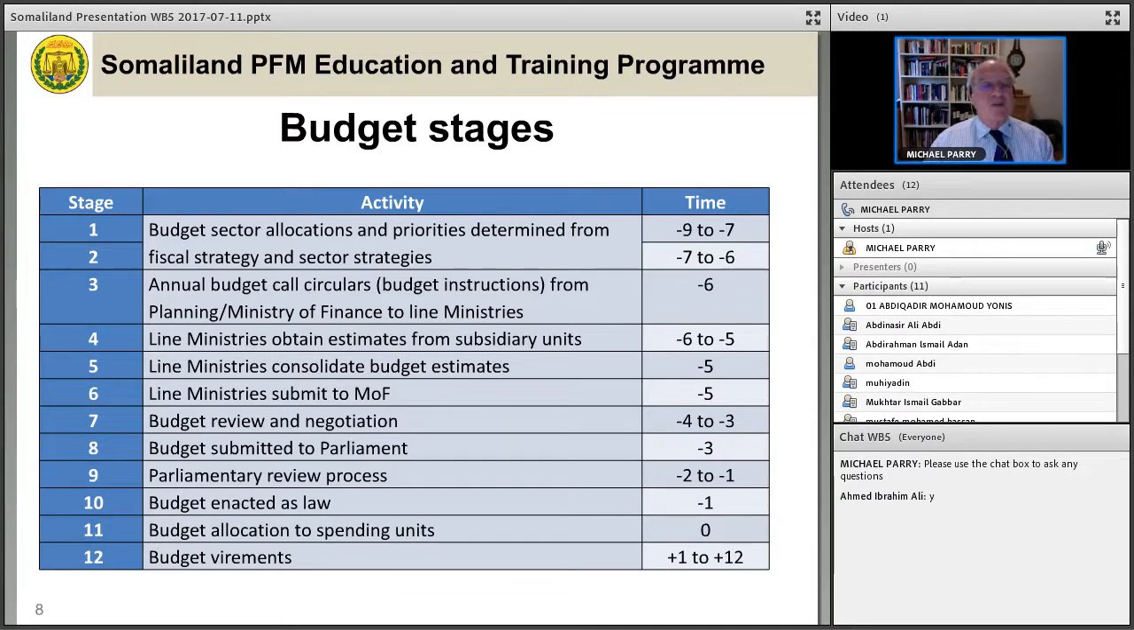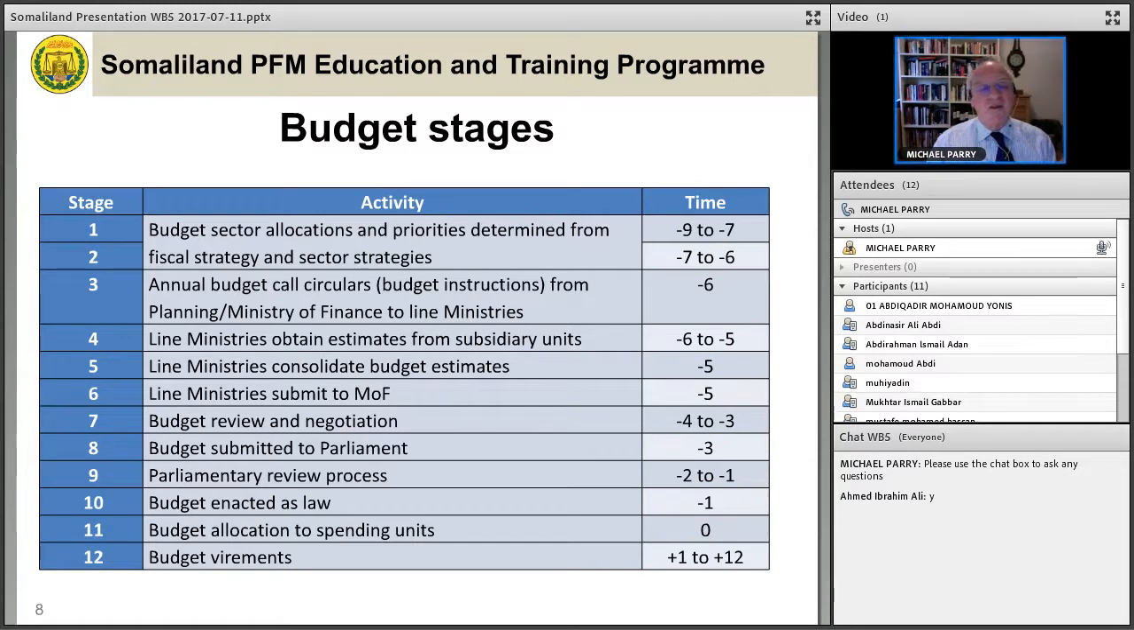In practice, what happens is ministries say they want more than they were allocated and will submit higher estimates. So then in 7 you go through a process of budget review and negotiation between the Ministry of Finance, the Planning Ministry and the line ministries. That goes on in 7, so that by 3 months before the start of the financial year, we're talking about October, you should be submitting to the Parliament your budget for the year. That should be within your fiscal limits. It should have been agreed with the individual line ministries. And it then goes through a parliamentary review process.